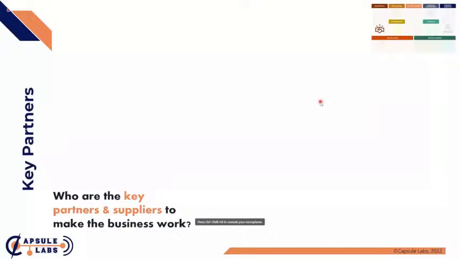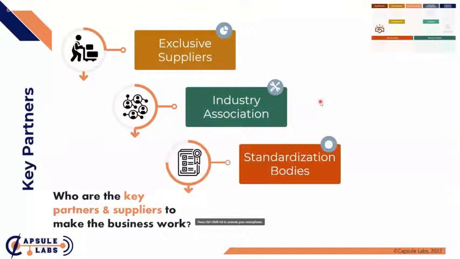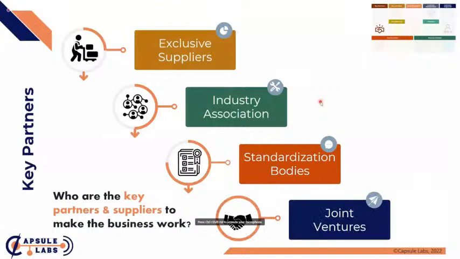This could be exclusive suppliers, this could be industry associations that you need, this could be standardization bodies that you need to be part of, this could be joint ventures that you get into. All of these are forms of partnership, because if you do a partnership, it allows you to borrow the brand value of the partner. It allows you to collaborate together to access the similar market where you offer value propositions, right? It allows you to combine together and offer a larger value proposition.